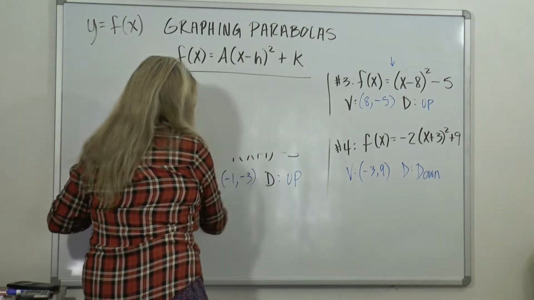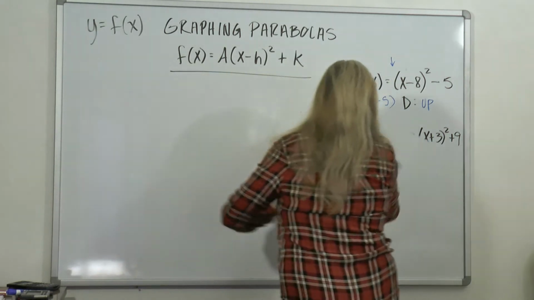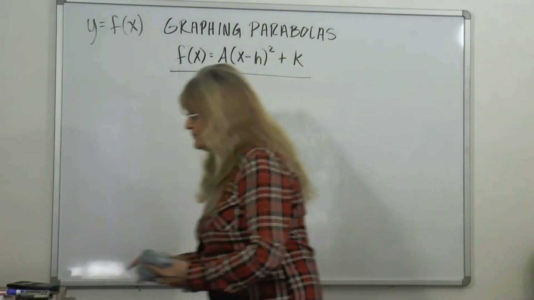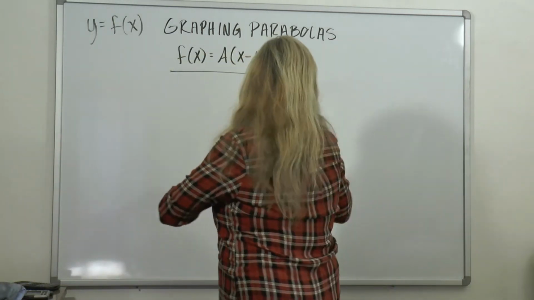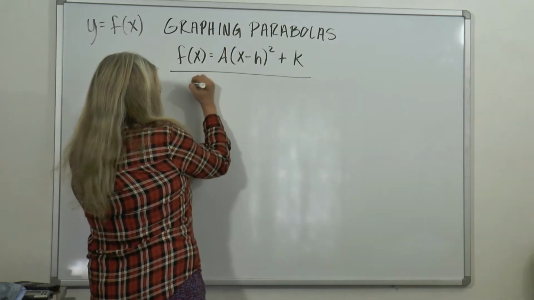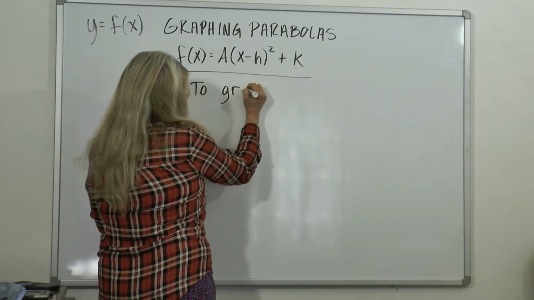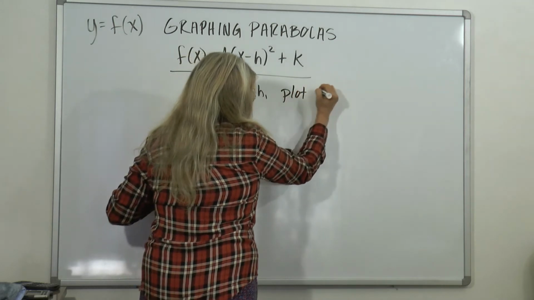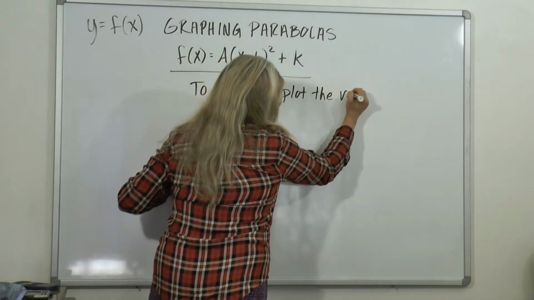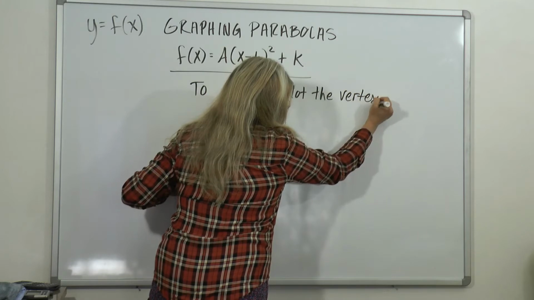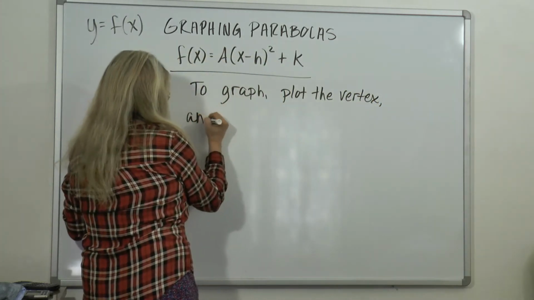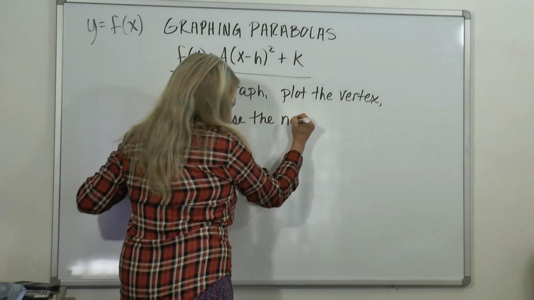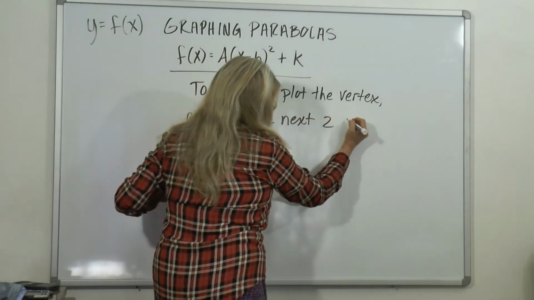Now to graph these, you're going to need to have more than just a couple points. But you don't need to be real extreme about it, okay? So, to graph, you want to plot the vertex. Use the next 2 x values.